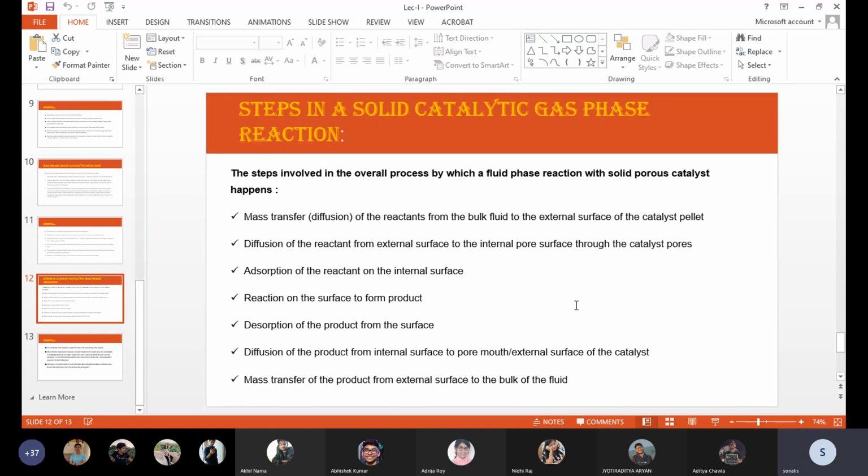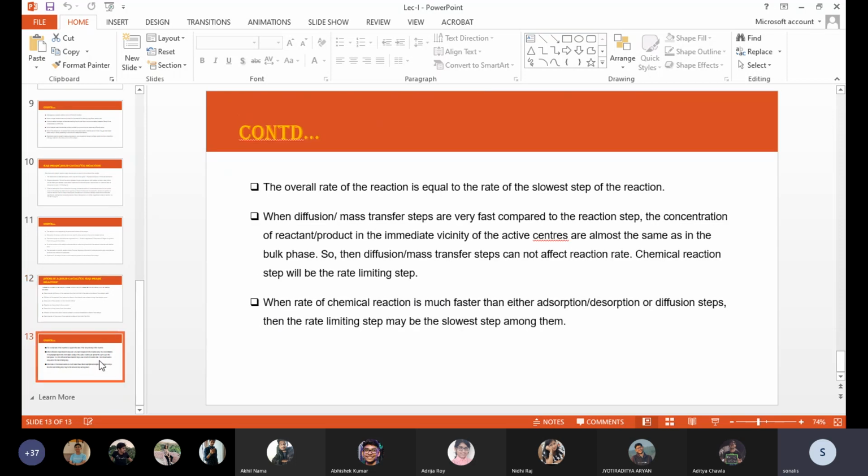So if one step is slow, then what happens? The whole process will be dependent on that step only. Until that step is cleared, the whole process is not going faster. So that slowest step is the rate determining step. The rate of that slowest step determines the rate of the overall process. So that is called the rate determining step or slowest step or rate limiting step. So the overall rate of the reaction is equal to the rate of the slowest step of the reaction.